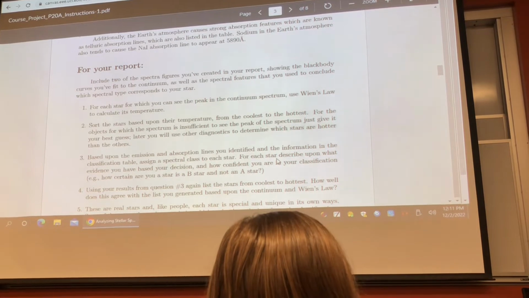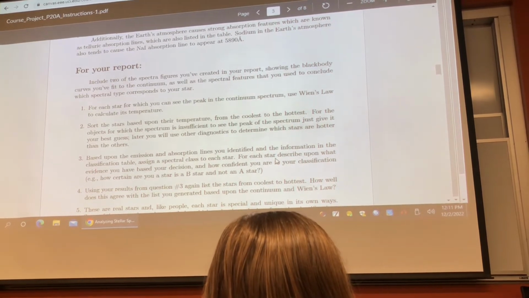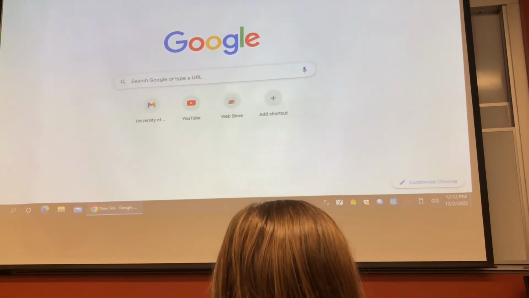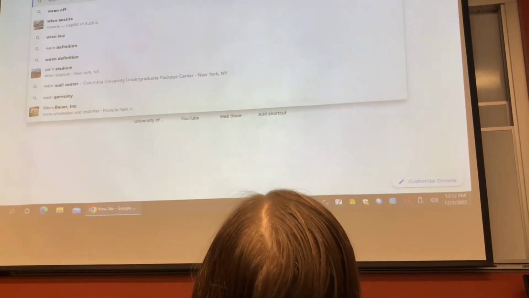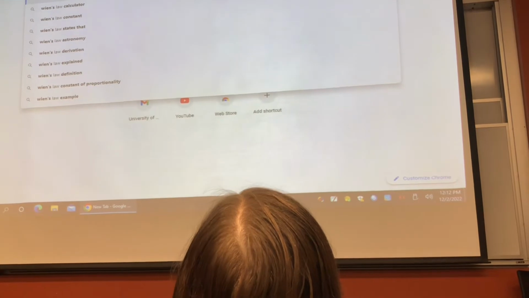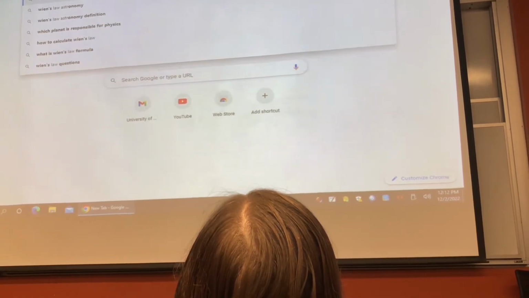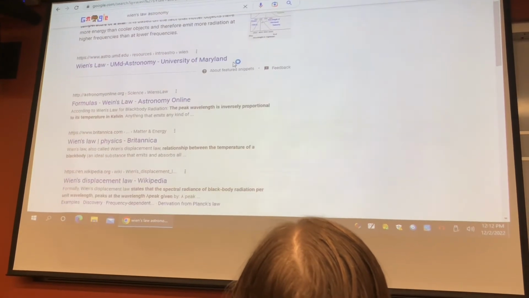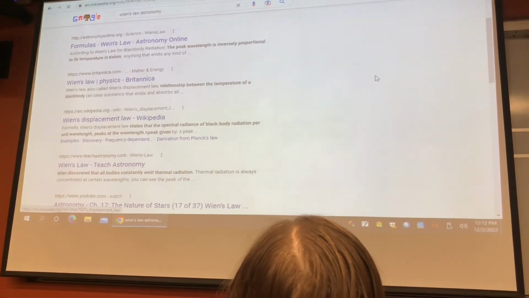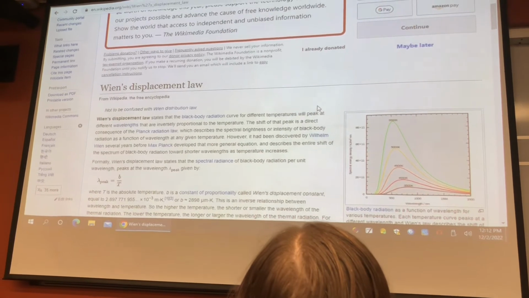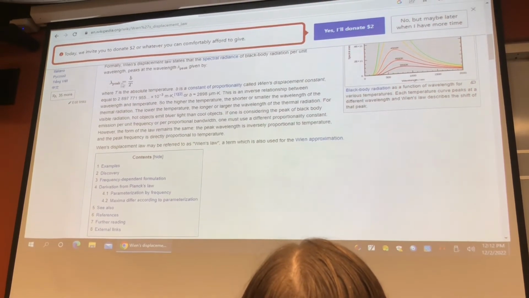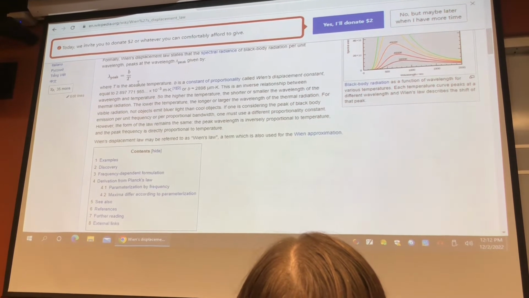Okay, so like I said, I'm just going to show you what I would do if I were given this. So the first thing I would do, I don't remember what Wien's law is. I'm going to Google Wien's law. I actually do, by the way, but pretending that I don't. Wien's law, astronomy. Wikipedia is awesome for astronomy, by the way, and physics in general. Okay, so here is Wien's law. Lambda equals b over T.